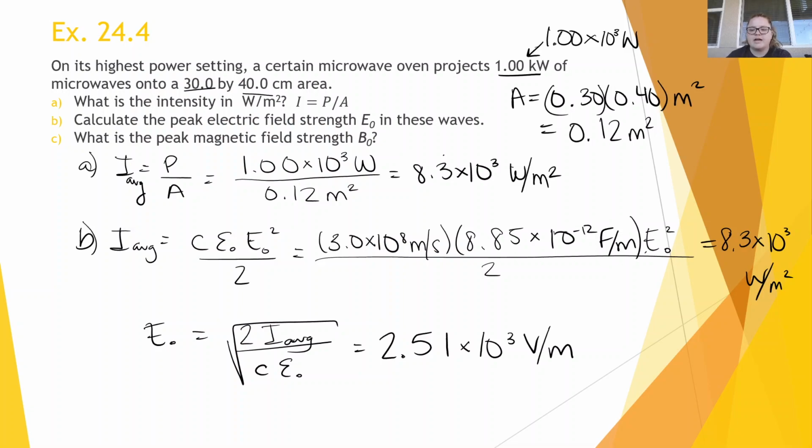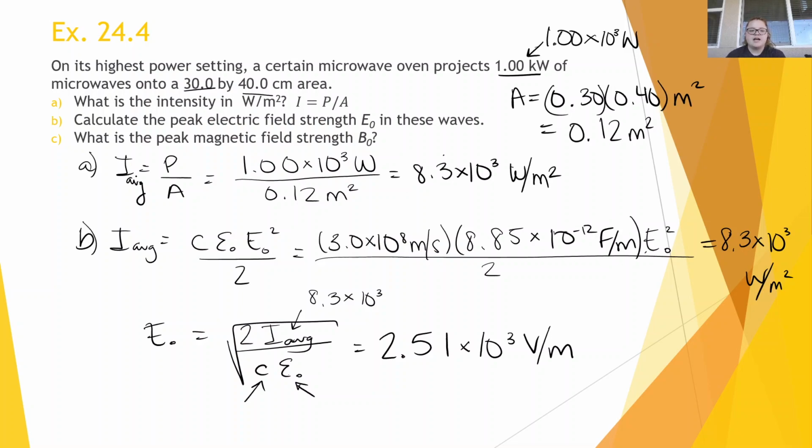Okay, now, hopefully you followed my steps from here to there. If not, sorry. What I did is I plugged in my I here, my intensity, that 8.3 times 10 to the third value, my C, or 3 times 10 to the eighth, and then my epsilon naught, which is the 8.85 times 10 to the negative 12th. Okay, those are both constants. So that is my electric field strength.